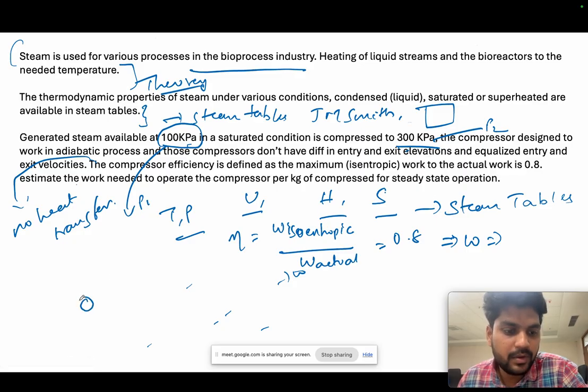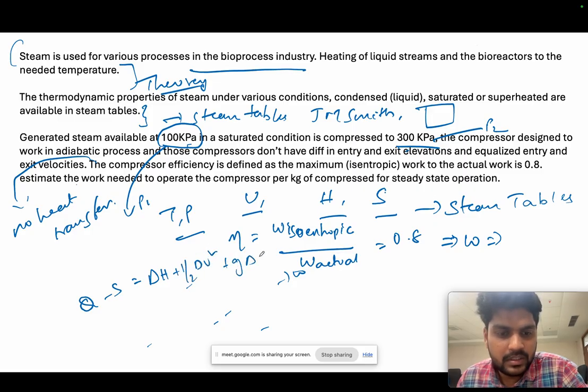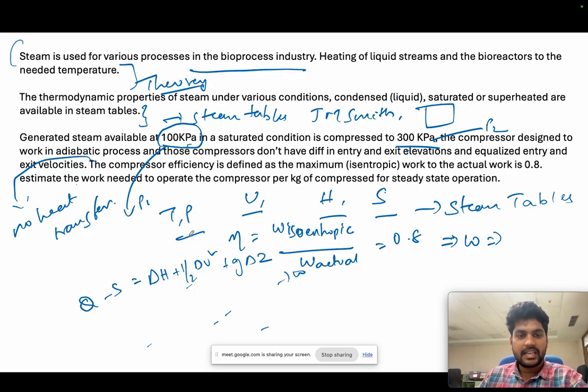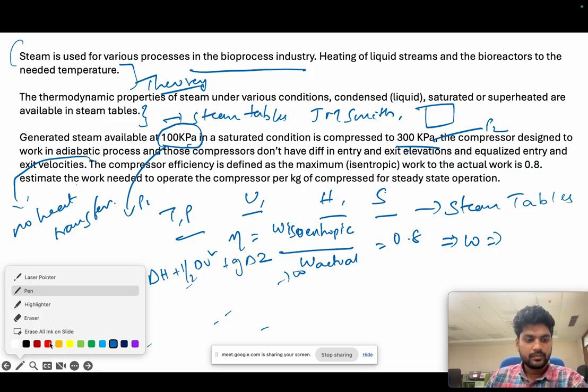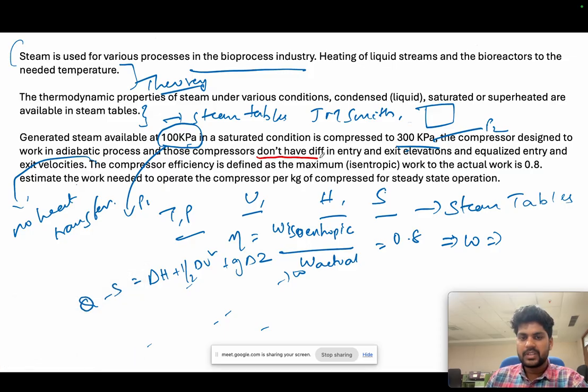Yeah, so now you need to find out Q minus S, where you say that delta H plus delta U square plus G into delta J. Here they clearly say there is no difference in the entry and exit levels, so entry and exit elevations. They didn't say there is a difference. It means delta Z equal to 0, and they said work in the adiabatic process, so it means no heat transfer. It means Q equal to 0.